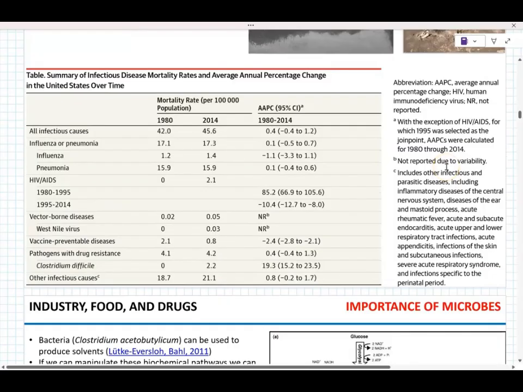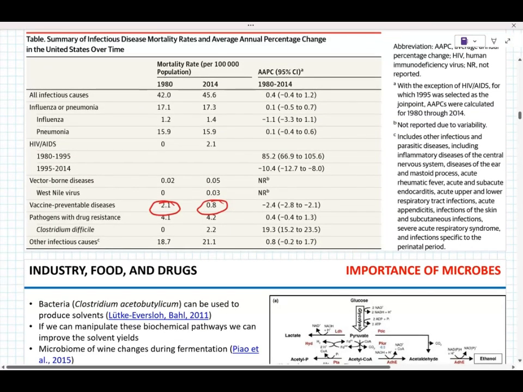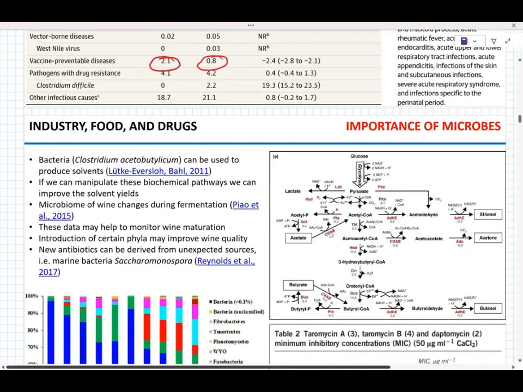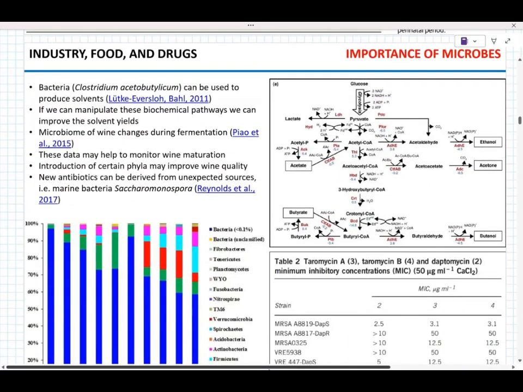You can look at this table when you have time. It's kind of interesting, the dynamics in the U.S. Mortality from vaccine-preventable diseases in 1980 was 2.1 per 100,000. In 2014, it's 0.8. Ideally, it should be 0, or very close to 0, but, you know. I'm looking forward to the current Department of Health and Human Services administration because it's going to be a very, very exemplary shit show in the next few years.